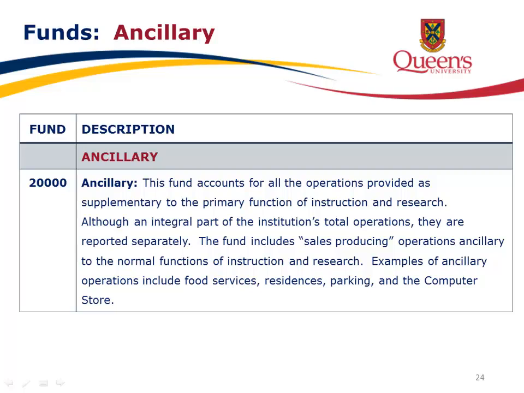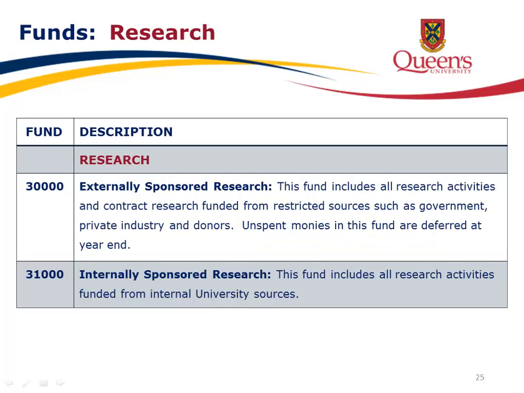Examples of ancillary operations include food services, residences, parking, and the computer store. Fund 30,000, the externally sponsored research fund, includes all research activity and contract research funded from restricted sources such as government, private industry, and donors. Unspent monies in this fund are deferred at year-end.